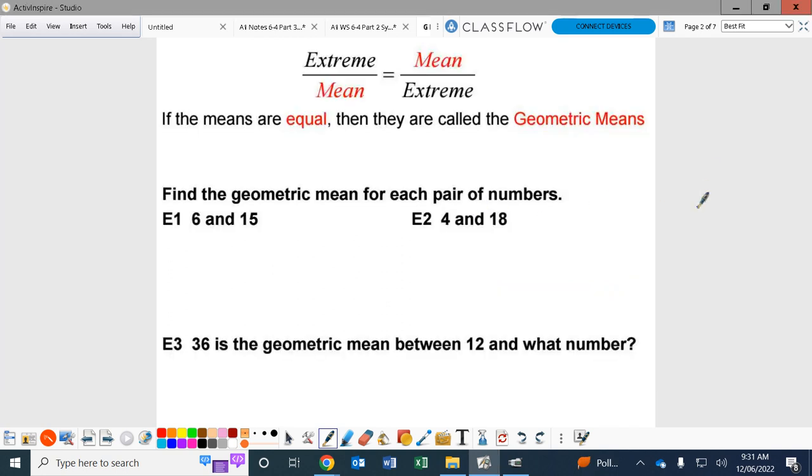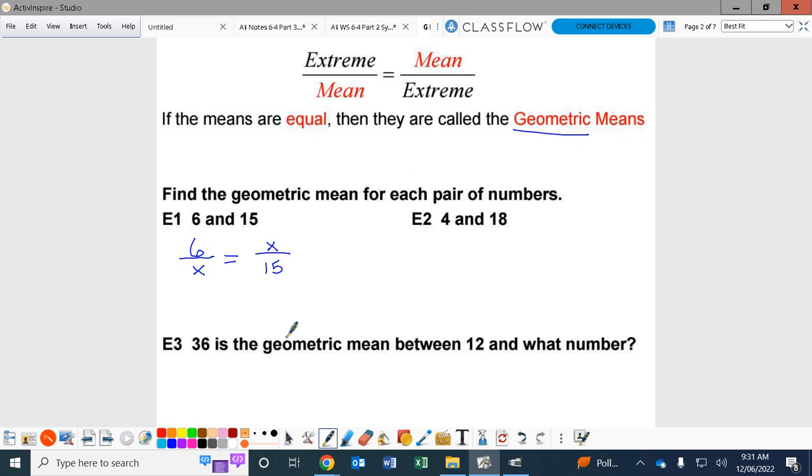Okay, so here we go. To find the geometric mean between numbers, these are your extremes. They are going to go first and last. Extremes are 6 and 15. You need to find the means, but if it's a geometric mean, then they're the exact same thing. It repeats. So if we don't know it, we call it x, and we're going to call it x in both spots.